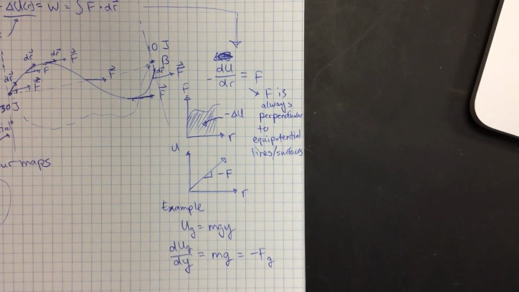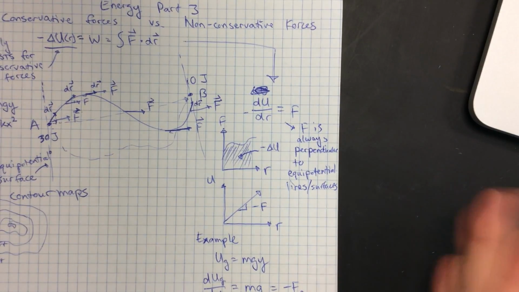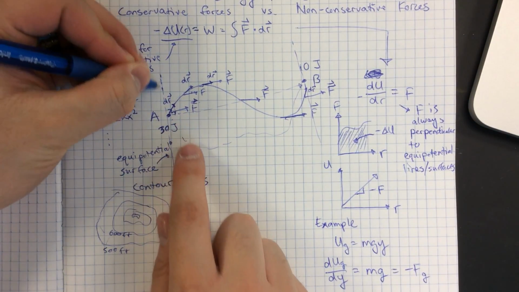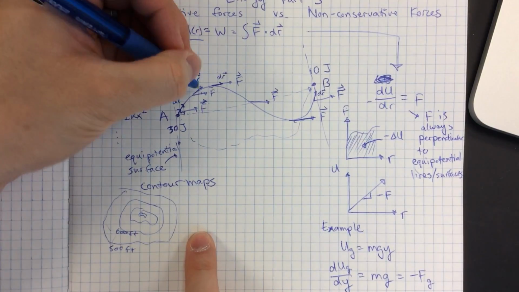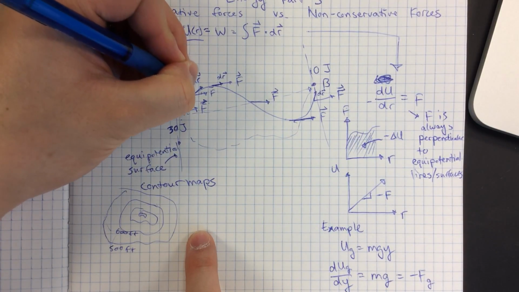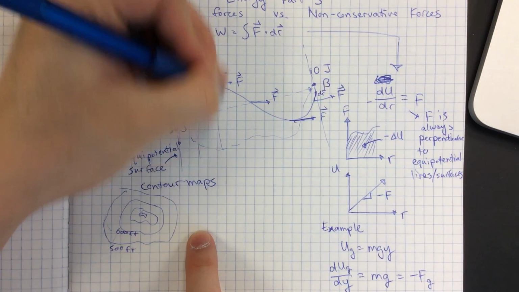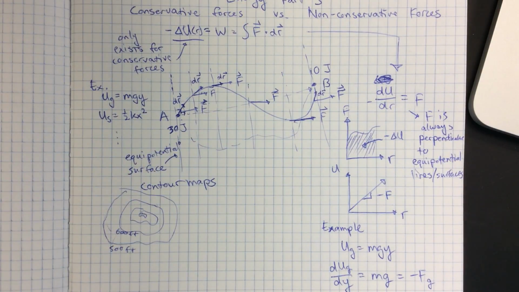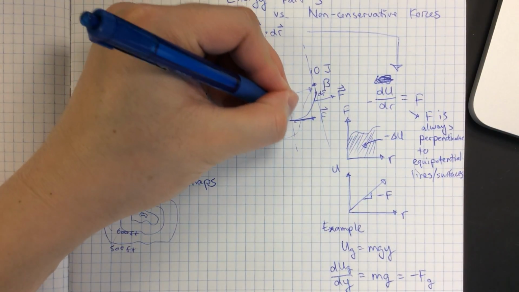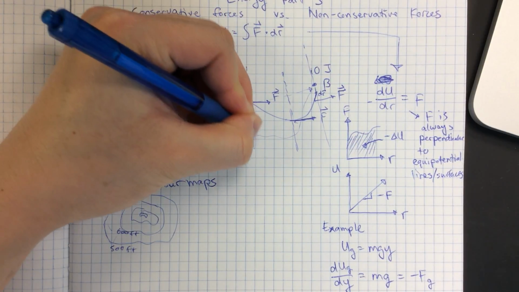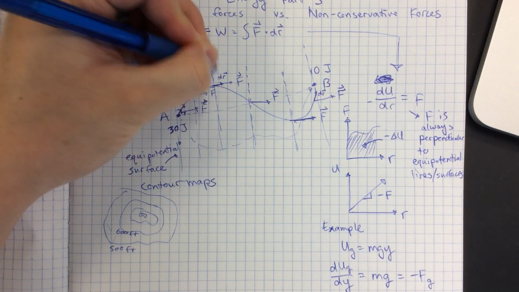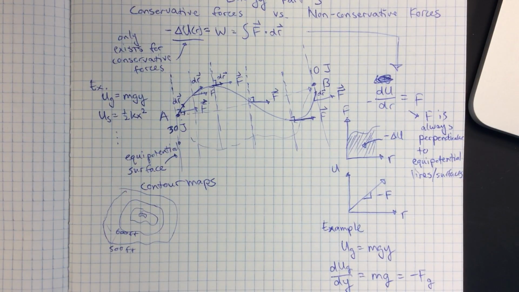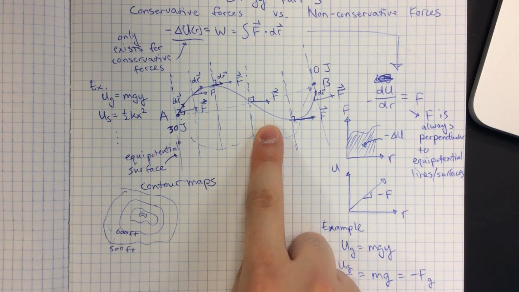Okay, so let's look at the meaning behind this. If F is always perpendicular to equal potential lines and surfaces, that means that F is perpendicular to this dotted line here. And so at every location, you can draw an equal potential line. I don't know if you guys can see that. Let me do a better dotted line. At every location, you should be able to draw an equal potential line that's perpendicular to the direction of the force.